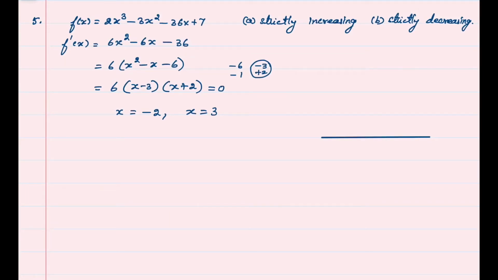As it is a polynomial, the domain has to be R, which is minus infinity to plus infinity, and we have got two critical values, minus 2 and 3. Minus 2 should be on the left side of 3 as it is negative. Now we will write the intervals: minus infinity to minus 2, minus 2 to 3, and 3 to infinity. Now in each interval we will check whether the function is strictly increasing or strictly decreasing.